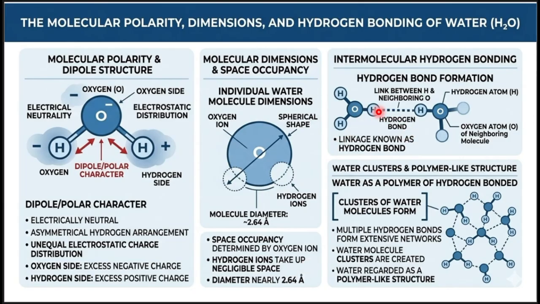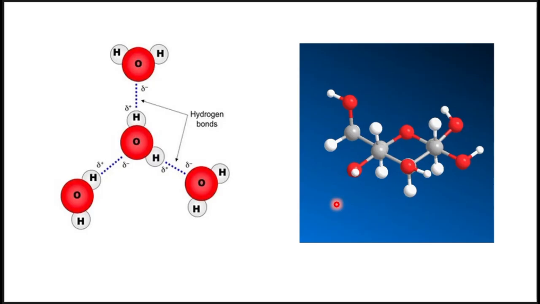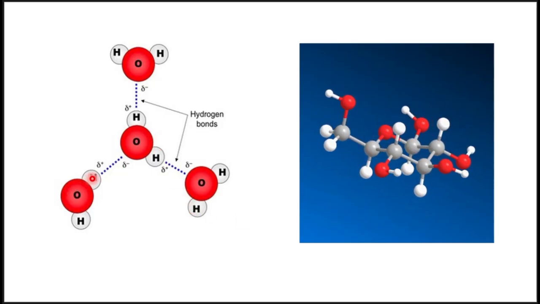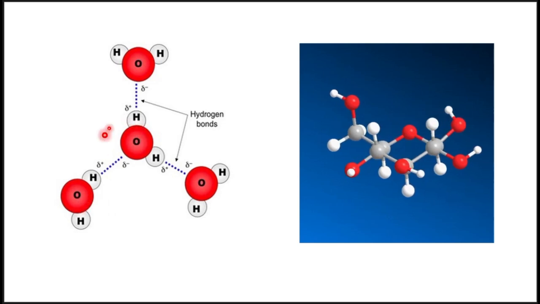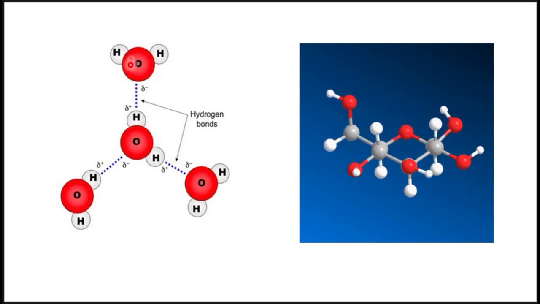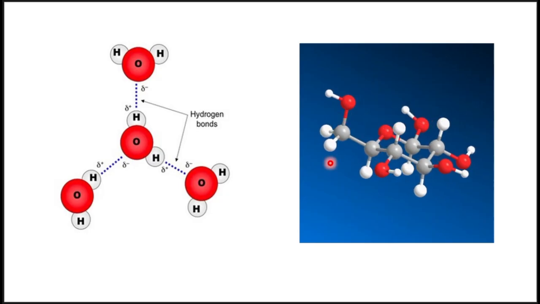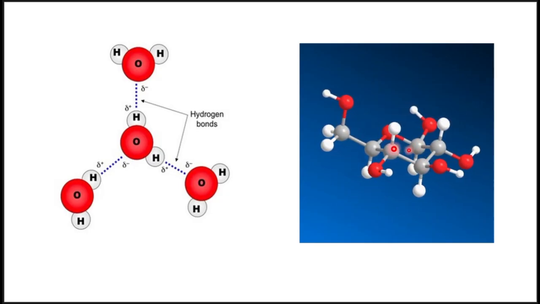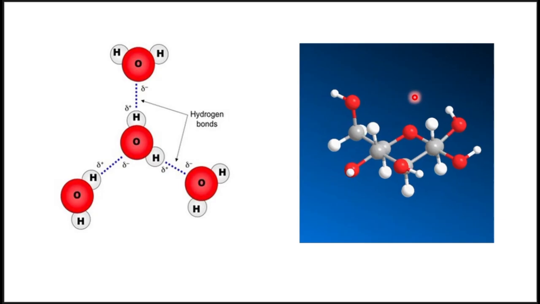And the H and O are connected together by hydrogen bond. So a polymer of water molecules will be formed. So water is regarded as a polymer-like structure. So this is the hydrogen bond between the hydrogen of one water molecule and the oxygen of another water molecule. Likewise, many hydrogen bonds are formed. So this is the kind of structure of water.